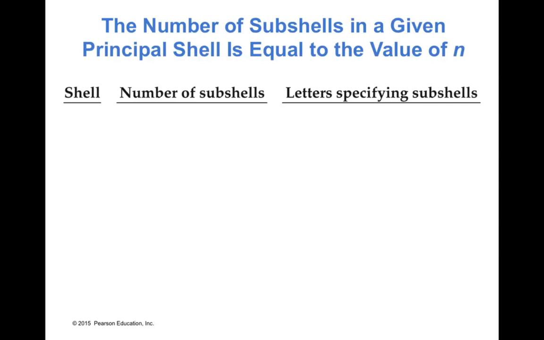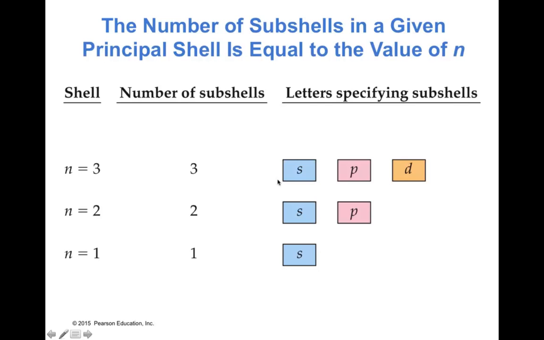So the number of subshells in a given principal shell is equal to the value of n. That means that if we have the principal number 1, we're going to have one subshell, that is the s. So that's why we find the 1s. For the n=2 principal shell, we will have two subshells, the s and the p. For a principal shell of 3, we're going to have three subshells, the s, the p, and the d. So we're going to find a 3s, 3p, and 3d.